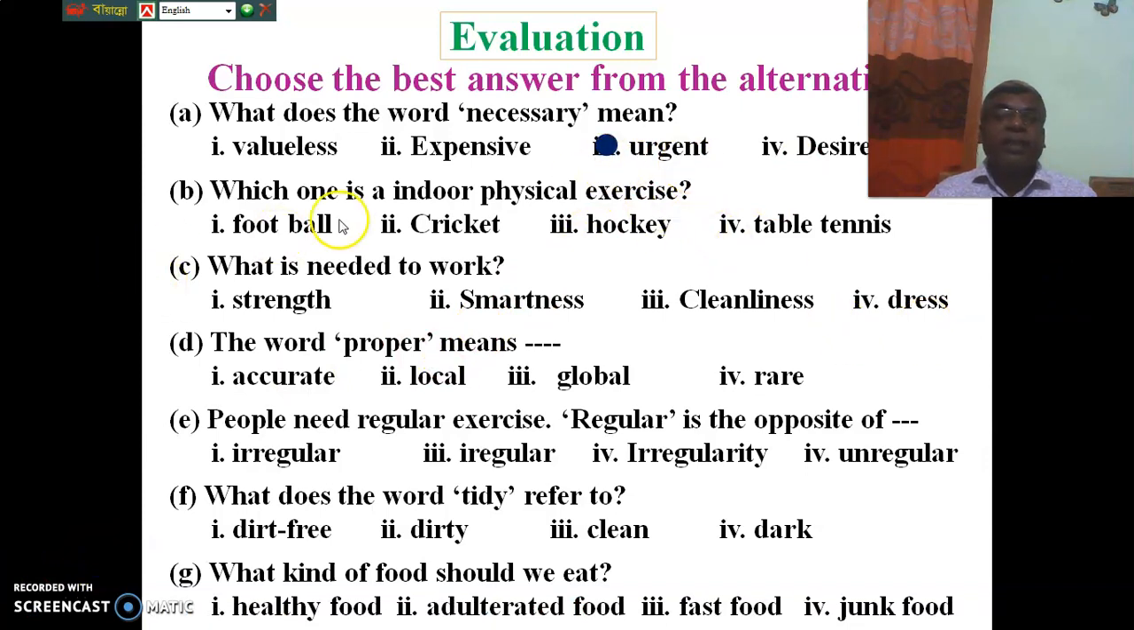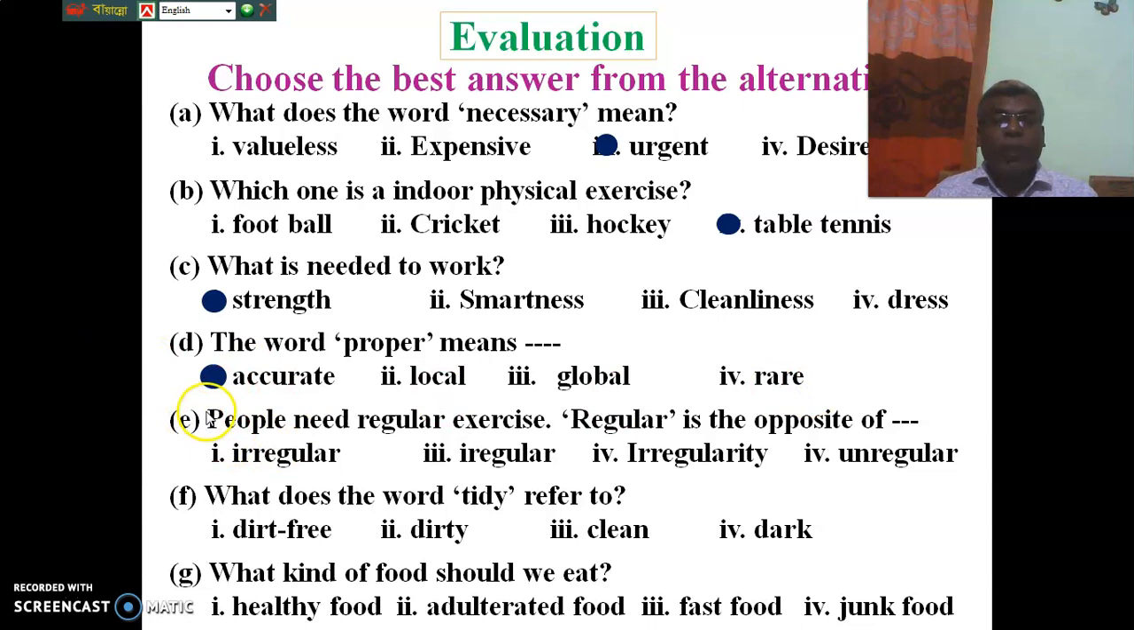The answer is urgent. Which one is indoor physical exercise? Football, cricket, hockey, table tennis. The answer will be table tennis. What is needed to walk? I hope the answer is strength, smartness, cleanliness, dress. The word proper means accurate, local, global, rare. Which answer is correct? Accurate.